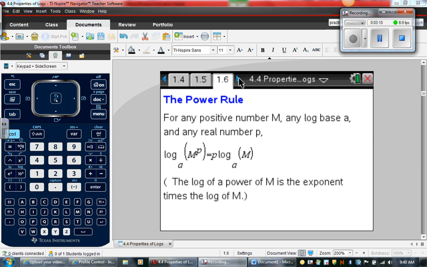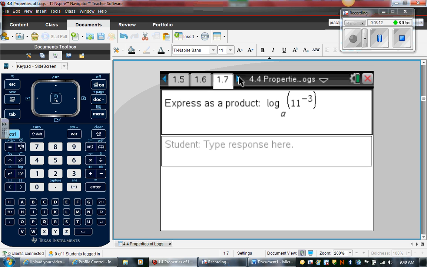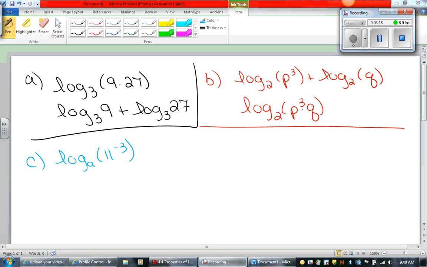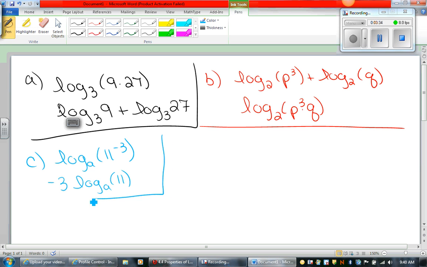So let's take a look at an example. We're going to express log base a of 11 to the negative 3 as a product. Okay, so again, we're going to take this exponent here, and we're going to simply move this exponent out front. Negative 3 times log base a of 11. Okay.